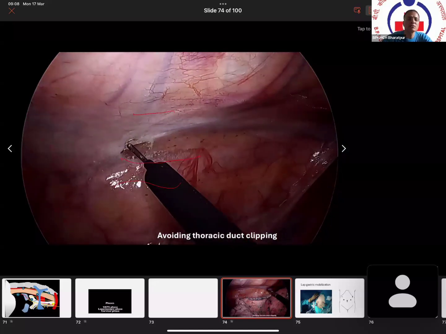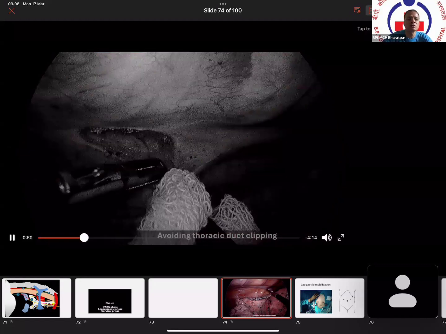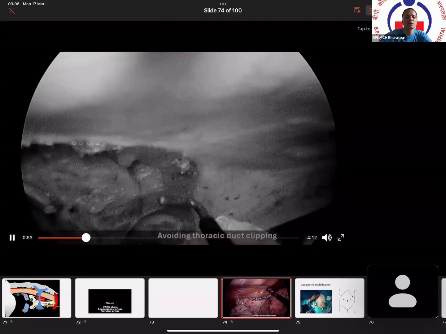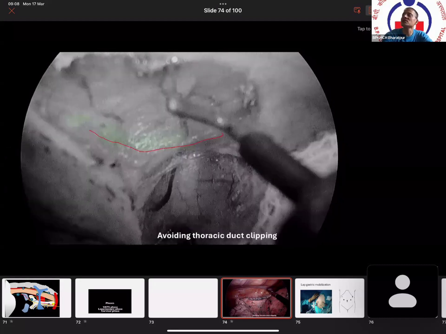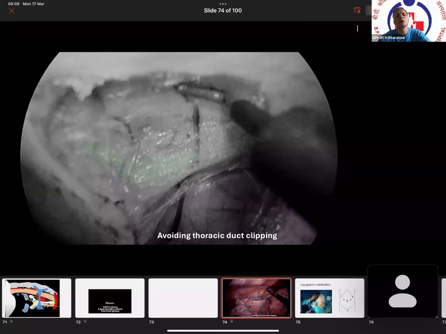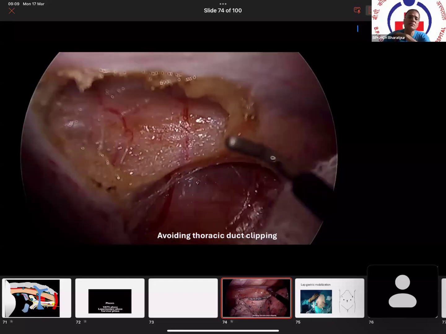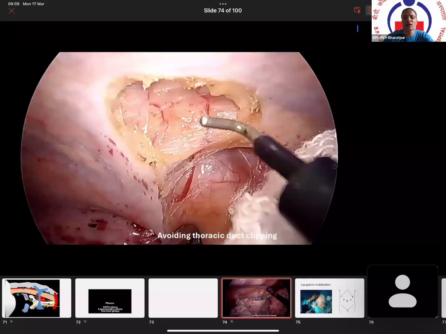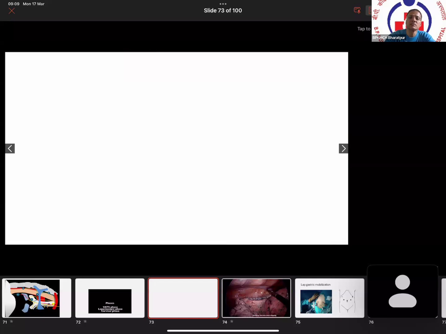Then at some point, once you change the light to infrared, we can see the green dye here. It's very well seen. So then we can recognize the thoracic duct, or we can go away from the thoracic duct. In this way, you can even prevent thoracic duct injury. It can be seen by visual inspection also, but for better identification, the ICG dye can be used in such cases.